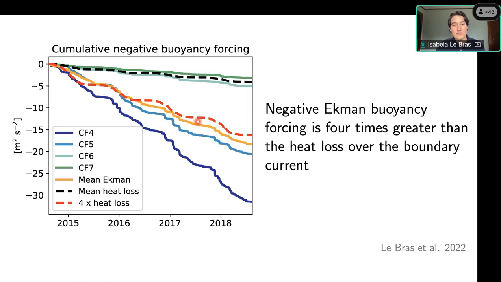And I'm comparing that to the heat loss. So this is a region where we have a lot of heat loss. That's the process that's forming all the deep water in this area. And we can see that at CF5, for example, there is a lot more Ekman buoyancy forcing than heat loss, which is the black line. And in fact, the mean Ekman buoyancy forcing averaged over the boundary current is about 4 times greater than the heat loss. So this gives us a sense that this could be important.